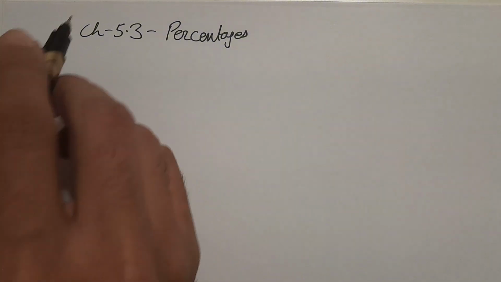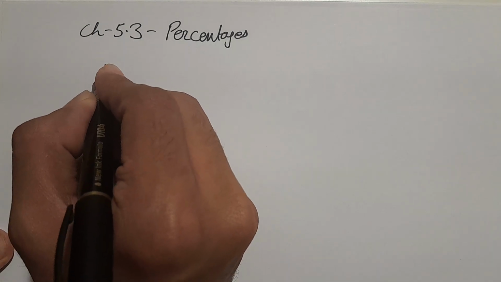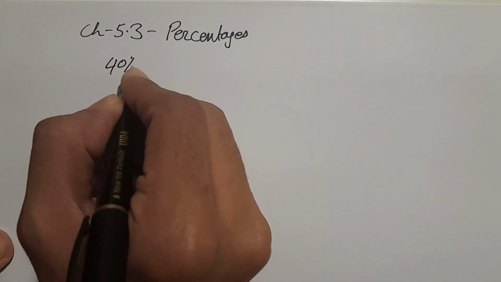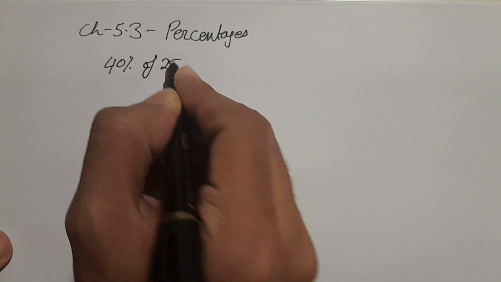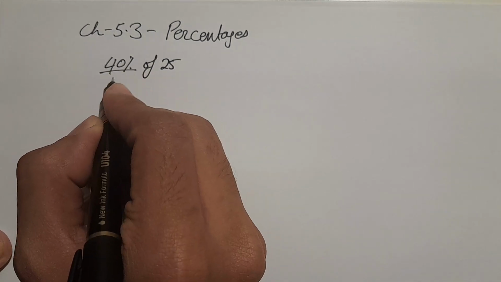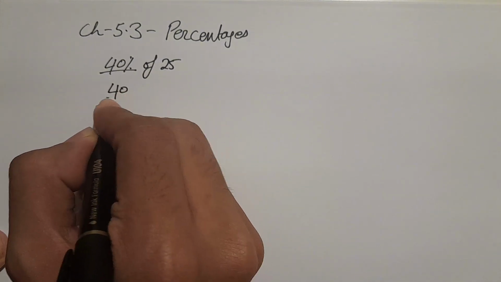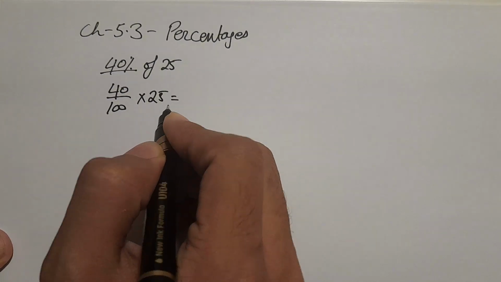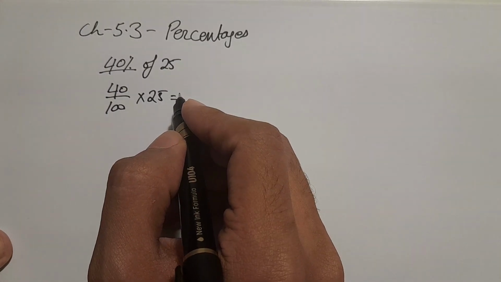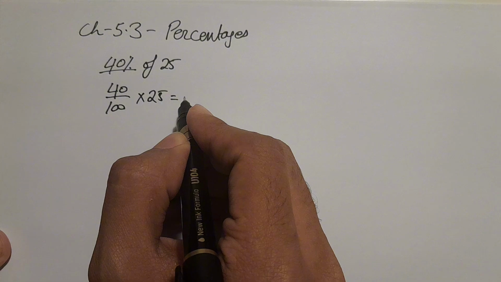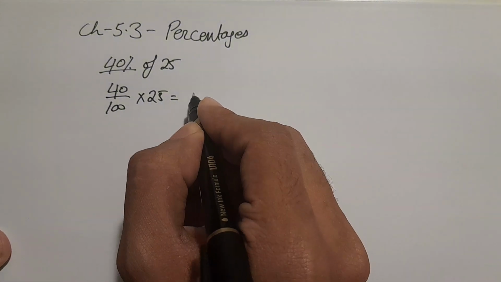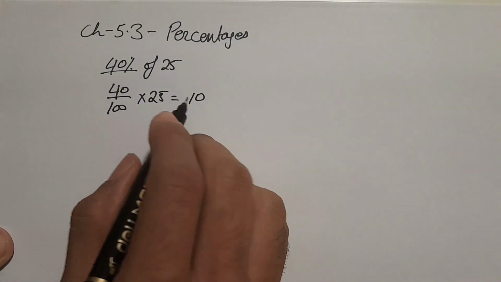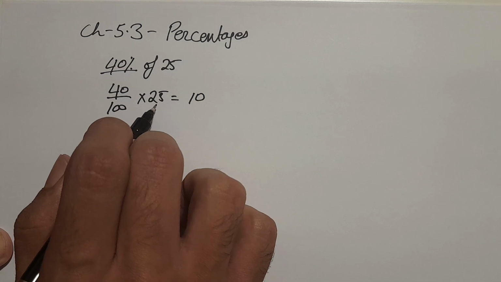So for example, what is 40% of 25? What we'll do is, 40% is represented as 40 divided by 100 multiplied by 25, and that is, here we will write 10. So 40% of 25 is 10.